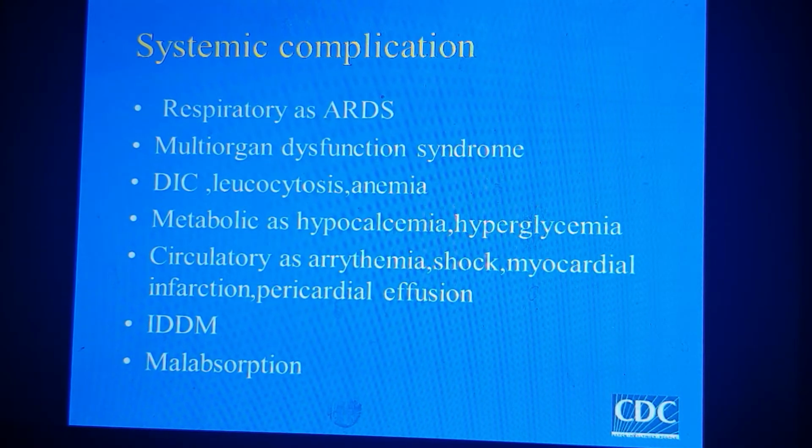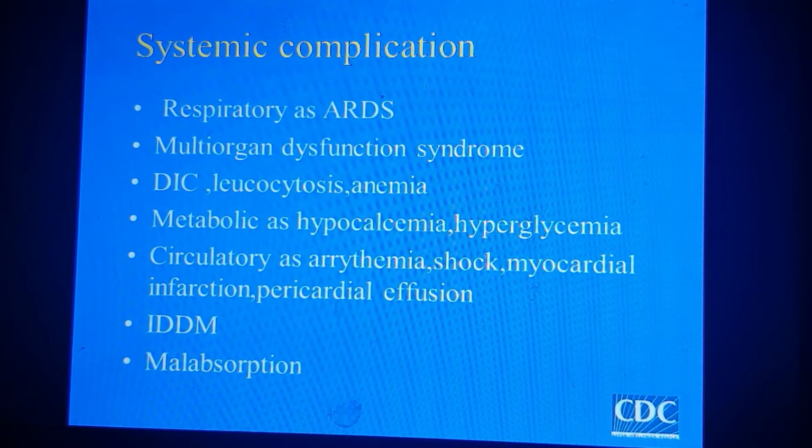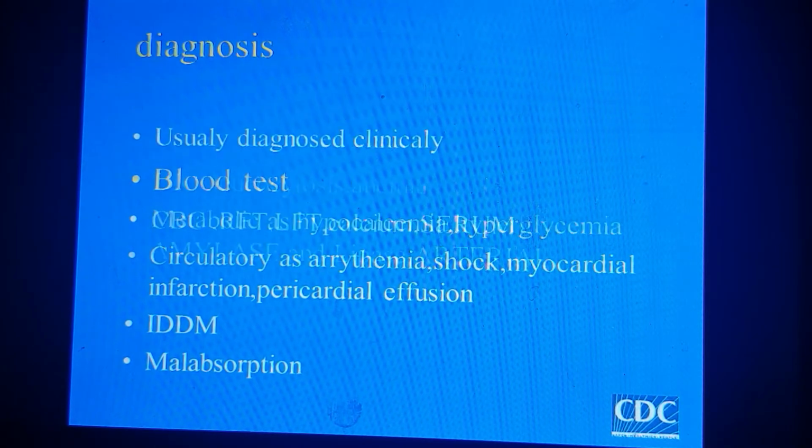Sometimes complications lead to diabetes mellitus, especially type 1 insulin-dependent diabetes mellitus. This is mainly due to destruction of the beta cells of the pancreas. Also malabsorption and malnutrition as systemic complications of pancreatic disease.